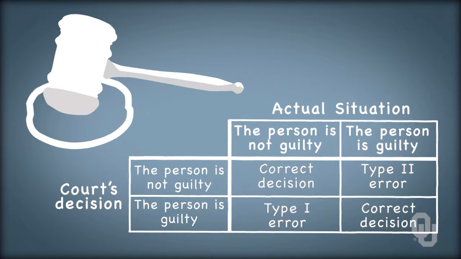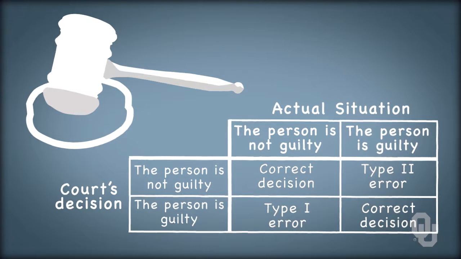Motivating with the trial example, we encounter a type 1 error when the person has not committed the crime but is declared guilty because the evidence suggested guilt. That is, the actual situation is that the person is not guilty, but the jury declared that they were based on the evidence it was given.